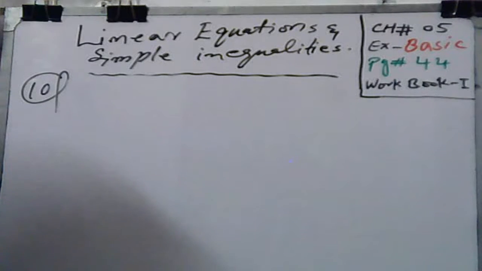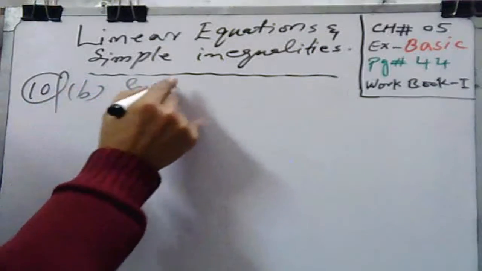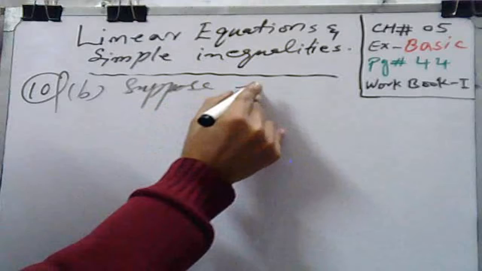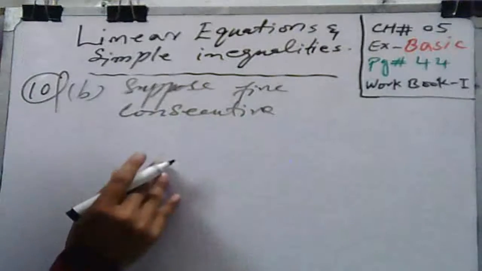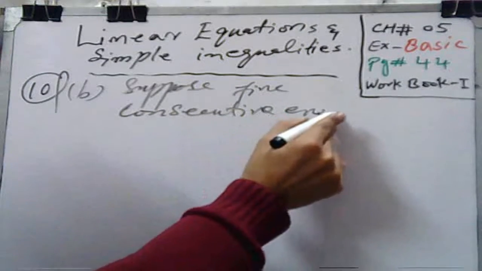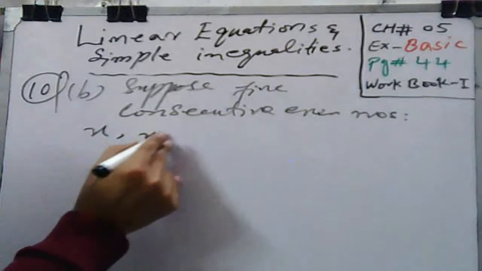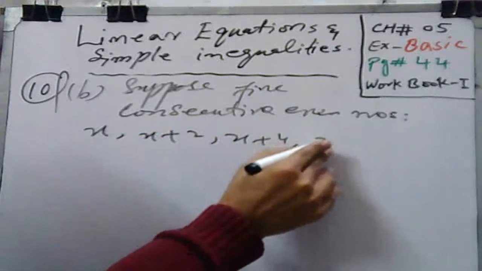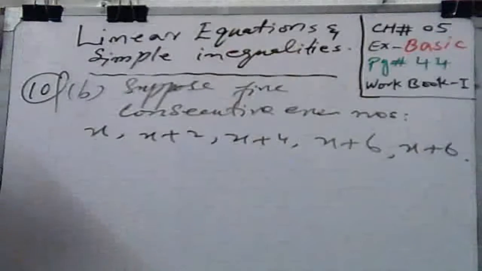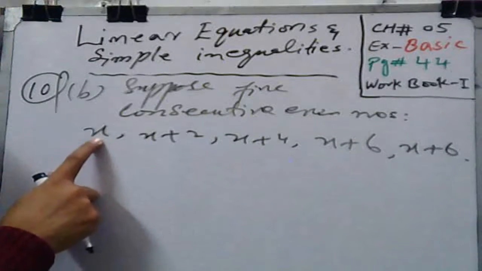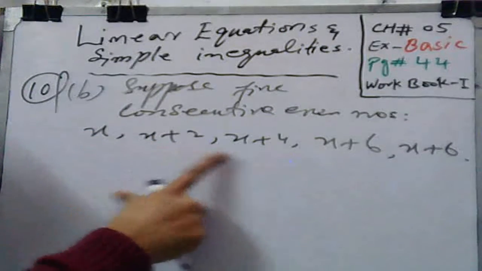5 consecutive even numbers are: one is x, second is x plus 2, third is x plus 4, x plus 6, and x plus 8. So these are the consecutive even numbers. Suppose you take any even number, say 4 is even, 4 plus 2 is 6, then 4 plus 4 is 8, 4 plus 6 is 10, then 4 plus 8 is 12. So these are the even numbers.